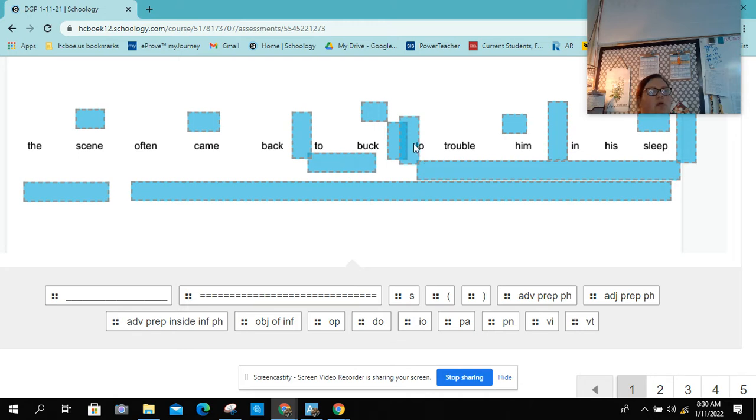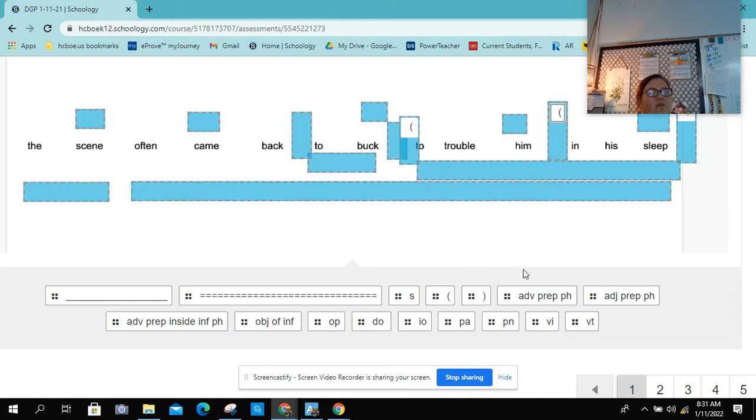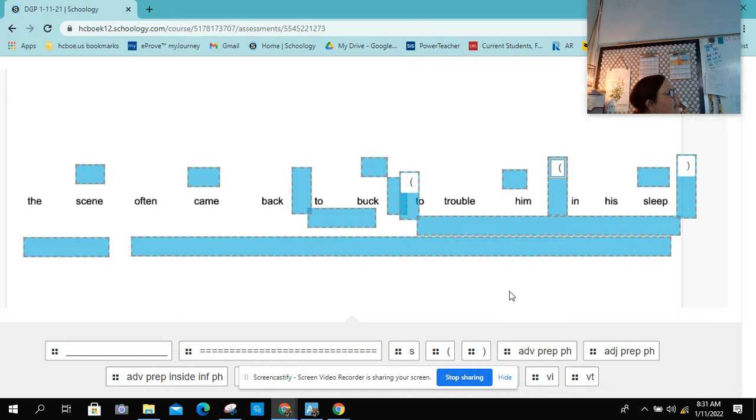Now, to trouble him in his sleep. This is an infinitive phrase in a prepositional phrase. So I'm going to go ahead and tell you that this is going to be just a little bit different. Okay? Now, on this one right here, you have to do opening parentheses and closing parentheses. But I also have to open the parentheses within the prepositional phrase. Don't forget that this is an infinitive phrase in the prepositional phrase. Okay?